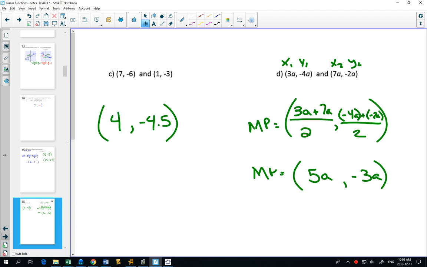And looking at your values afterwards, those appear to be right in the middle. 5a is 2a away from 3a and 2a away from 7a. And negative 3a is 1a away from negative 4a and 1a away from negative 2a.